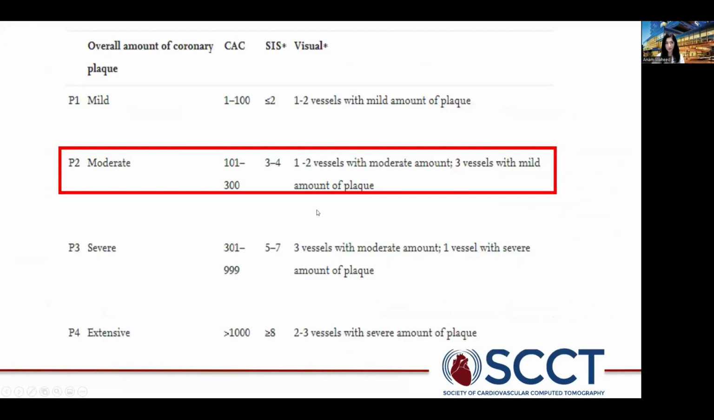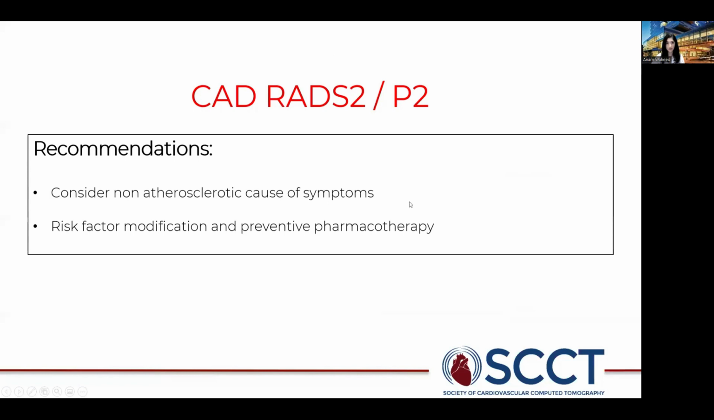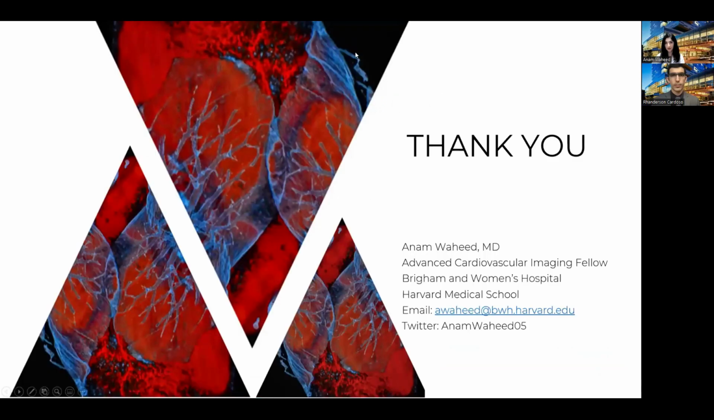With regards to overall plaque assessment, we have a moderate amount of plaque with about 4 segments with plaque burden in this patient. And then the final CAD-RADS classification here is CAD-RADS 2, P2. And those are my cases. I will now hand over to Dr. Cardozo after going through the recommendations. Basically, again, non-atherosclerotic causes of symptoms should be considered, and risk factor modification. Thank you very much.